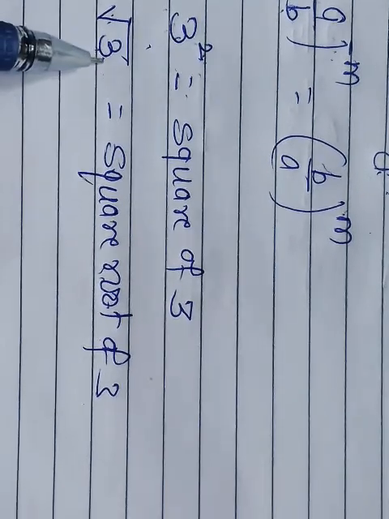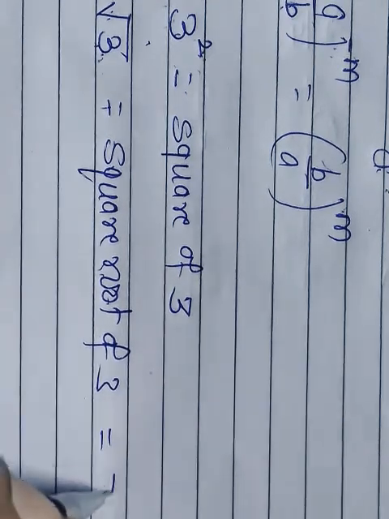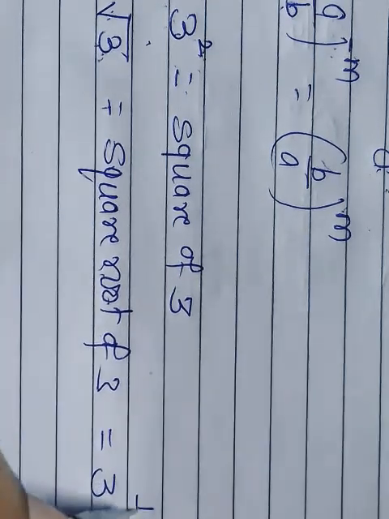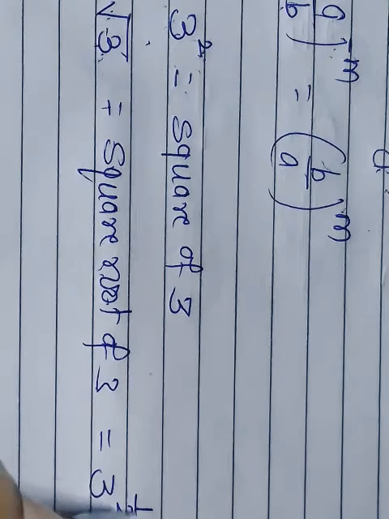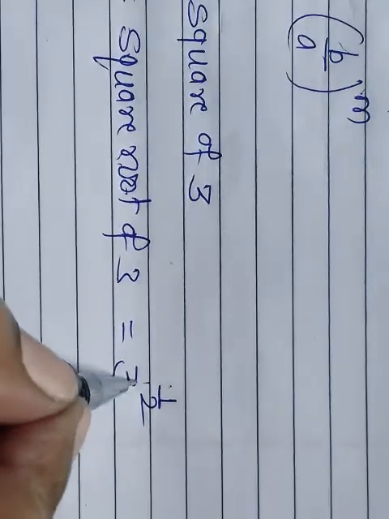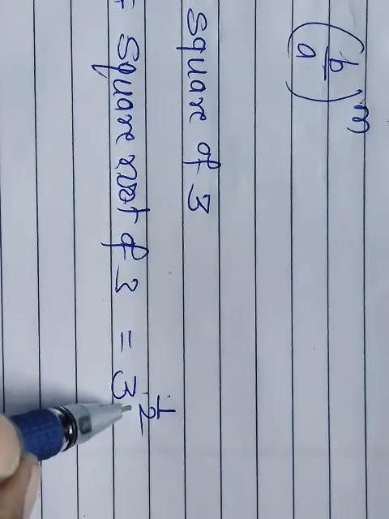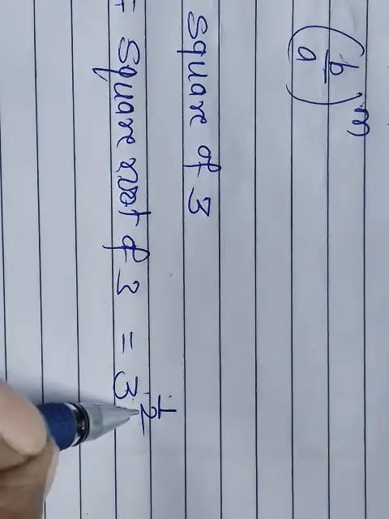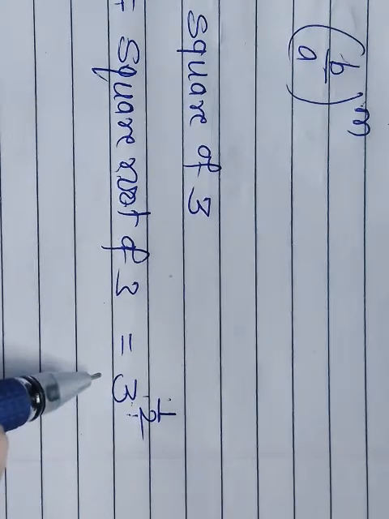Then how can we write the square root? For this we have to write the index as 1 upon 2. So 3 raised to 1 upon 2 is read as the square root of 3.